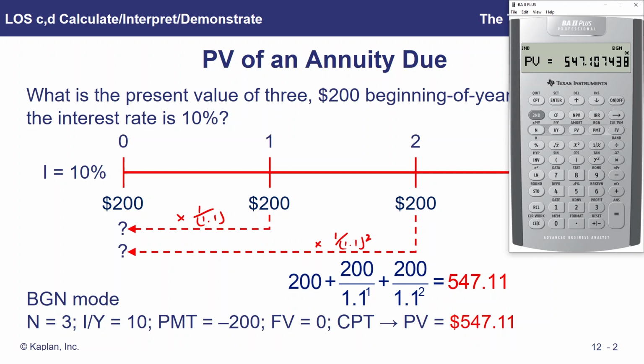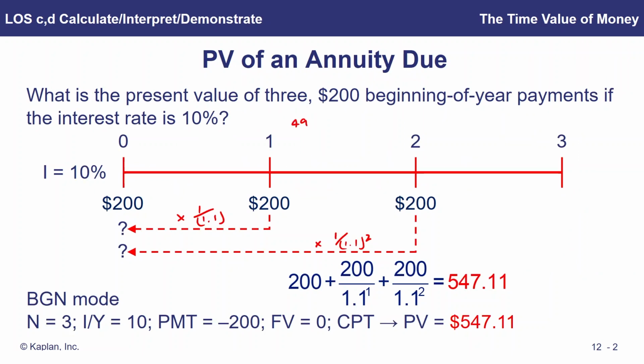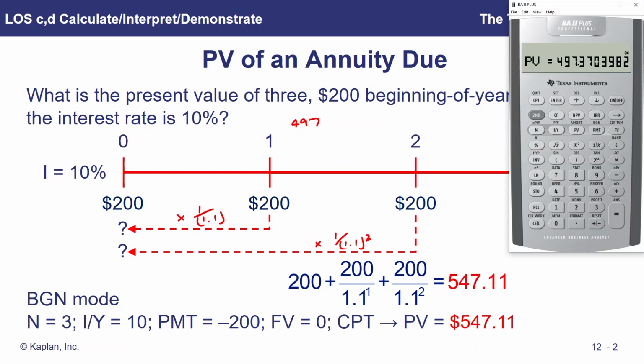Now, of course, the other way of doing it is to leave it in end mode. So I'm going to put myself back into end mode. And we did this earlier with the present value of an ordinary annuity. Now, when I do this, compute present value. Let's try and press the right button. Remember, when we did the present value of an ordinary annuity, we got 497.37.